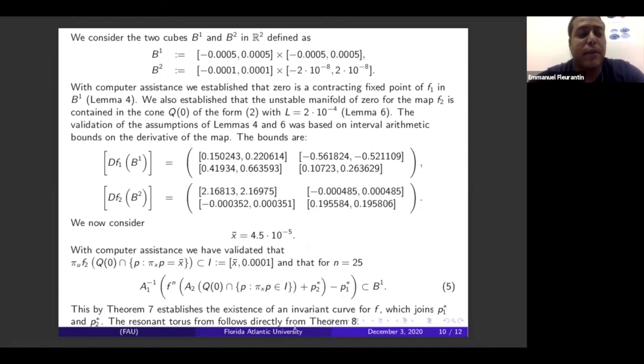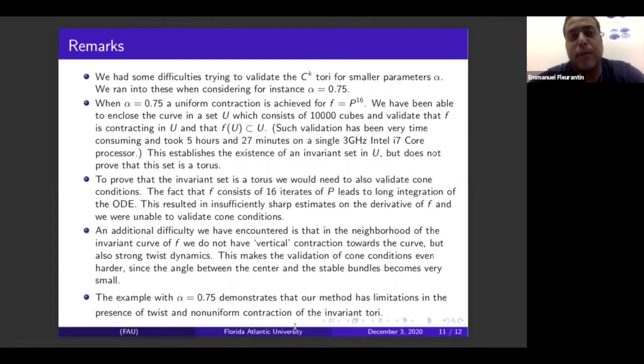Okay, so we had a few problems. Well, we had a problem validating the C^k tori for smaller parameters. For example, for alpha equal to 0.75, we had some problems. The problem here is because there are some regions where we have strong contraction and we have expansion also, right? So when we look at the star-shaped curve on our Poincare section, we had to enclose it with boxes, and we call the union of those boxes U.